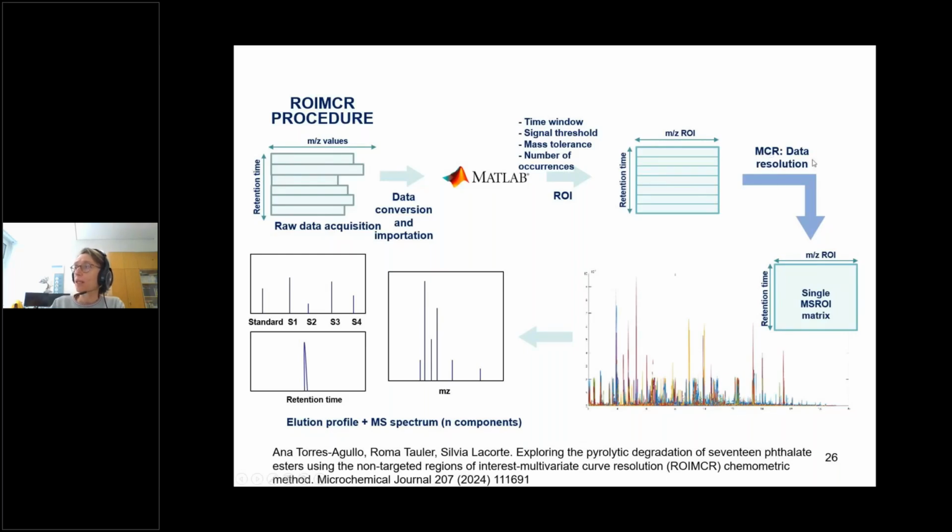multivariate curve resolution, at the end what we get is chromatograms like this, that we have all the traces of all the MZs along the chromatogram. And from here we can identify the spectra and the retention time of the different compounds. And first we do that with the standards and then with the samples.